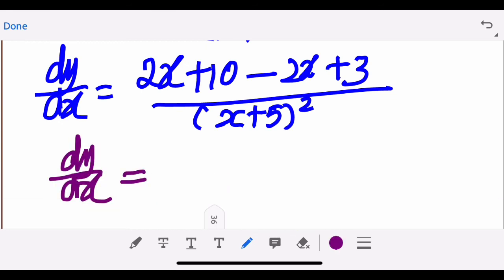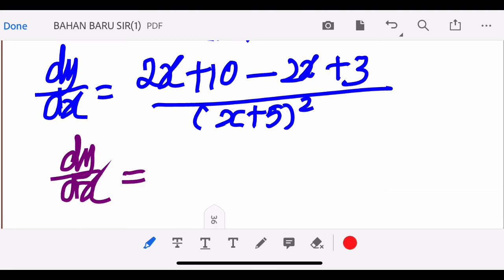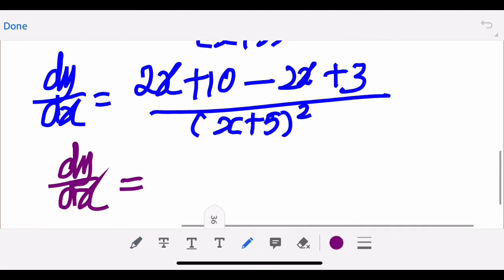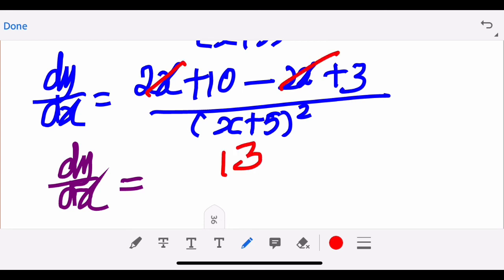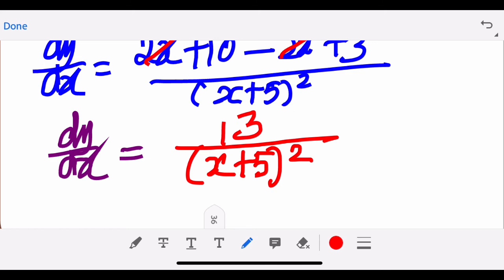Let's cancel out. Okay, so let's see which one can be cancelled out. This one can be cancelled out. This thing can be cancelled out. Left 13, right 13. Okay, over (x plus 5) squared, right?